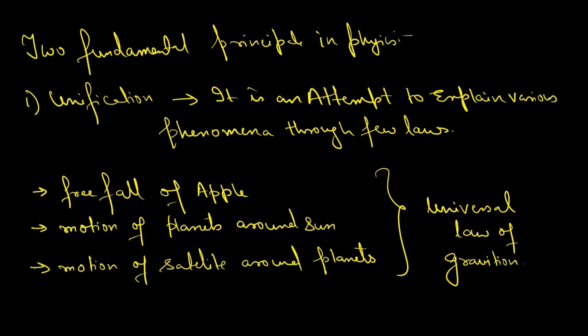Okay, we can explain this. This formula you might have studied, F equals G m1 m2 by r square. In physics we try to unify it. There are many things, we collect them and then with a particular law we can explain them.